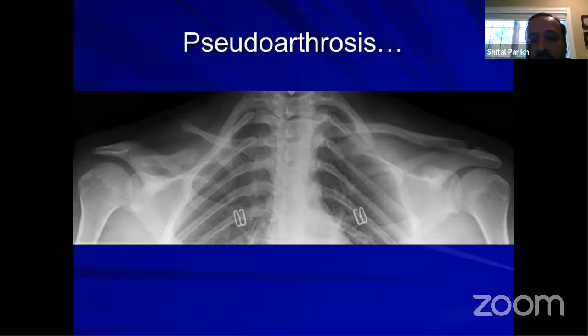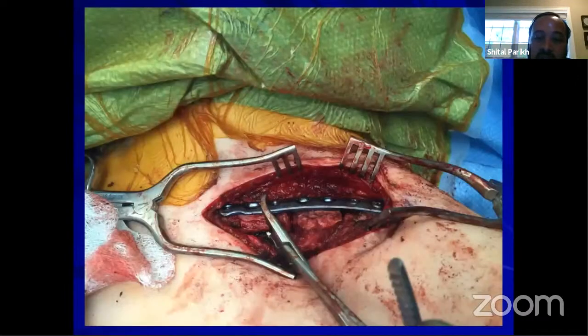So if we measure the contralateral side and we think that, okay, we need a 2 centimeter intercalary graft or tricortical graft, per intra-op it may be more, because you have to excise till you get bleeding bone. So here is the intra-op image of this patient.